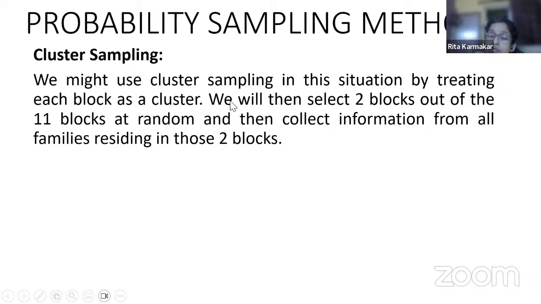Now, we will select the clusters randomly. That means we will select 2 blocks, for example. 2 can be varied. So if you want to select 3 blocks out of 11, you can. It is up to you, your availability of the data, your objective, how many blocks you need to select. So you select 2 blocks out of 11 blocks, for example, and you can select them randomly.